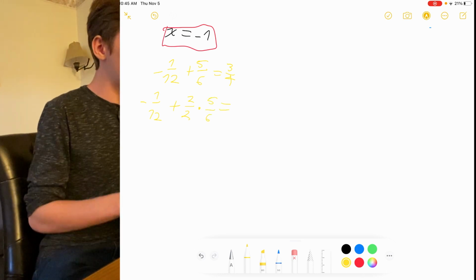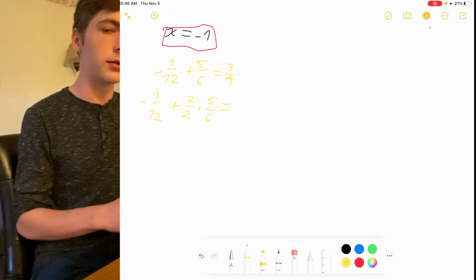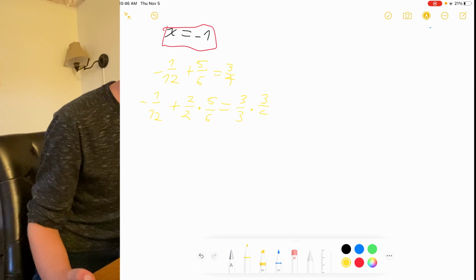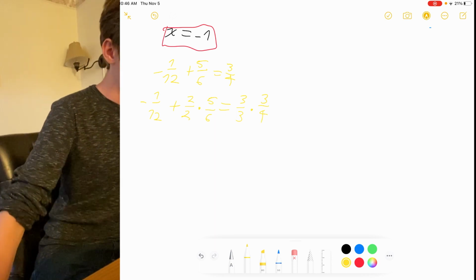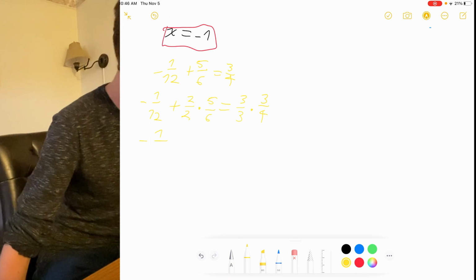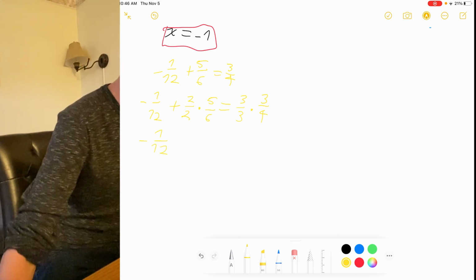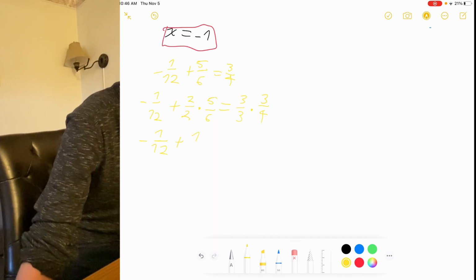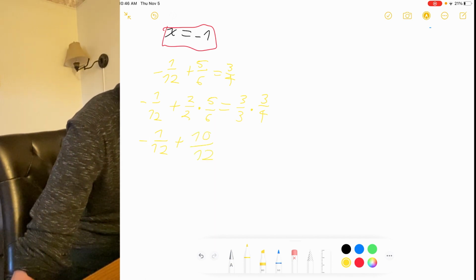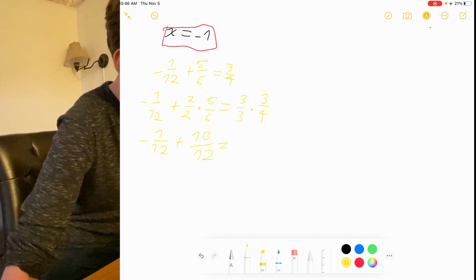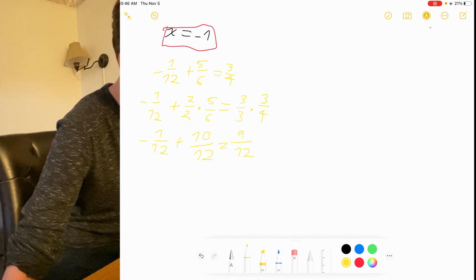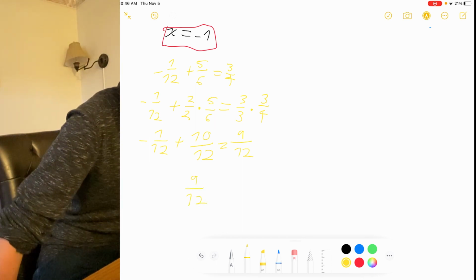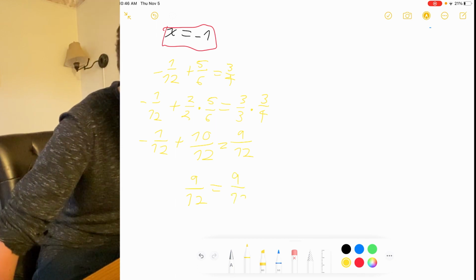And then over here, 3/4, what does it take for 4 to get to 12? It needs an extra 3, right? So we're going to multiply by 3 over 3 times 3/4. And so now we can consolidate this all into a bunch of fractions over 12. So this will be 2 times 5 is 10 over 12. And then is going to equal 3 times 3 is 9, again, over 12. And you'll see -1/12 plus 10/12 is equal to 9/12, and that is equal to 9/12.